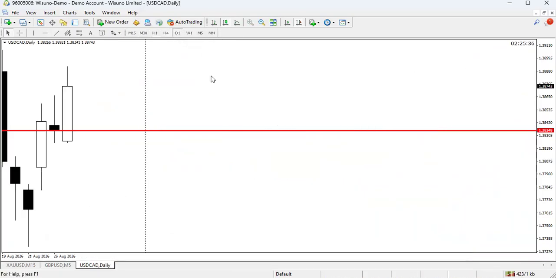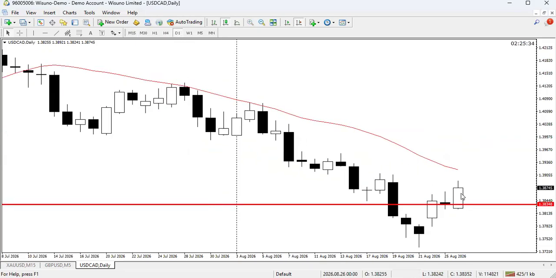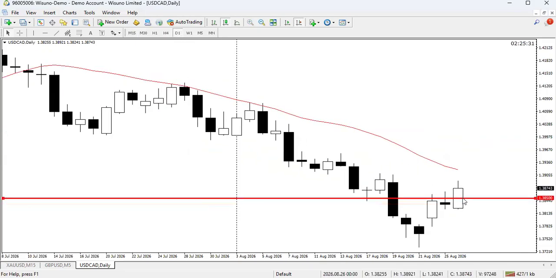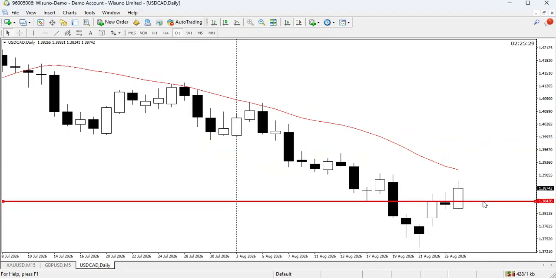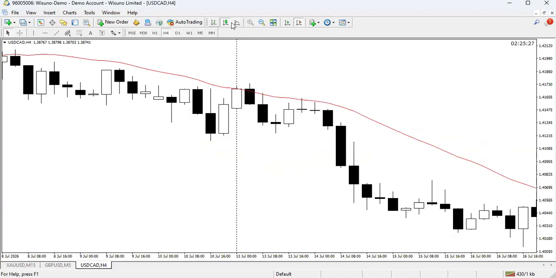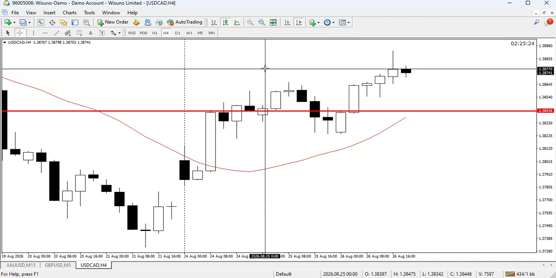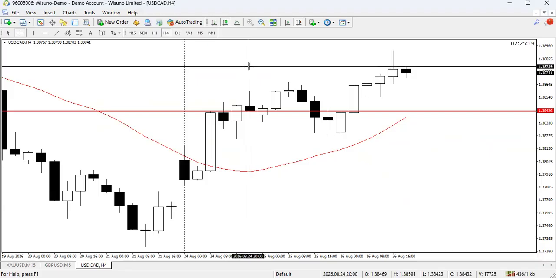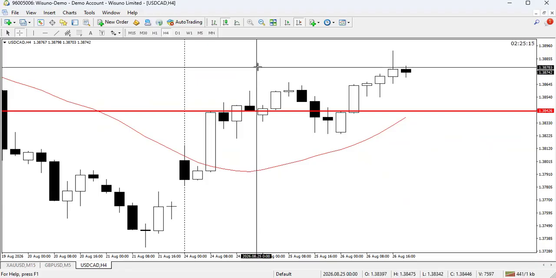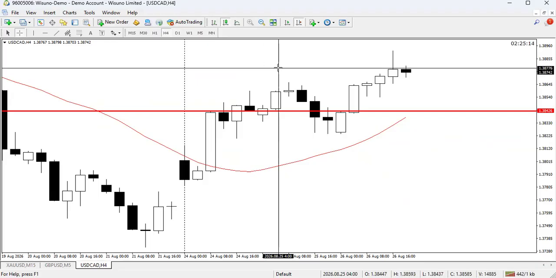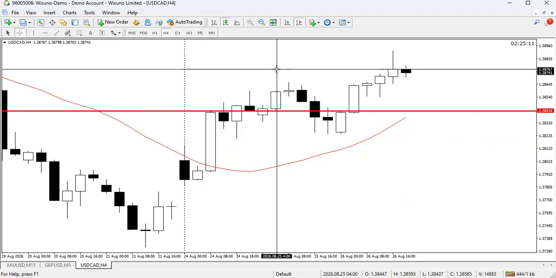Okay. What about this pair yesterday? So look at this pair yesterday here. This was the closing price. H4. So this is the 24th here. This is the first candle. This is the second candle.